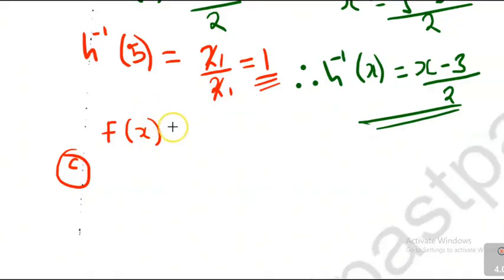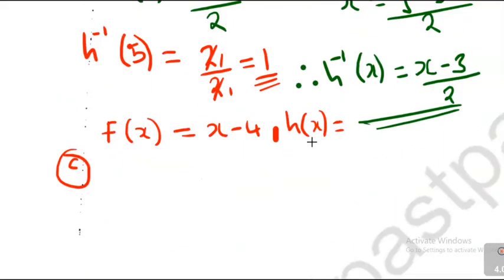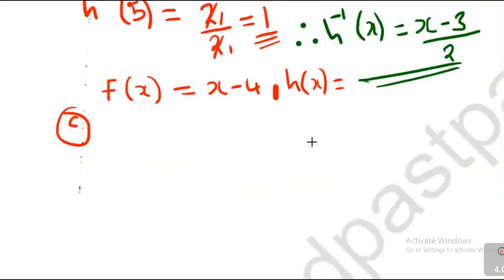This is equal to x minus 4. Then we have the function h(x), which is equal to 2x plus 3. So they want you to find h f of x. This is what they want you to find.